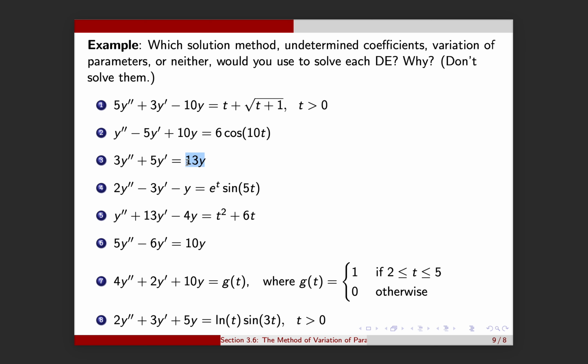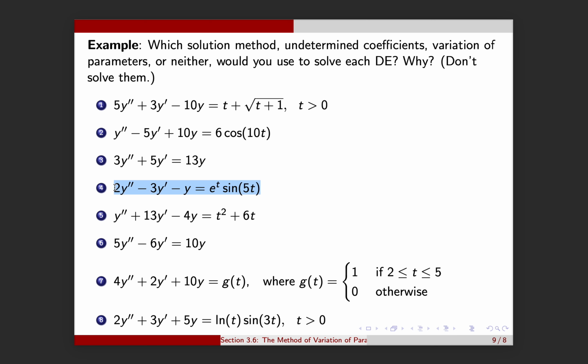This one here, if you shift the 13y over to make it look like this, you would have a 0 on the right-hand side. And now you're back on your first exam. You don't need either method here. So this is a big old neither, because you don't have a free-floating t function. So parameters, undetermined coefficients, neither.